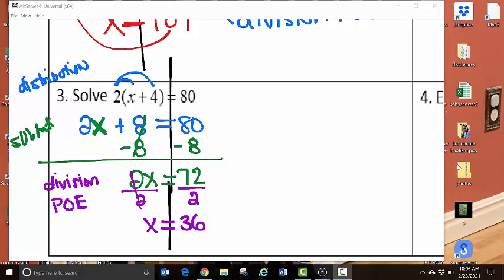Now there's a second way to solve this. Did anybody solve this in a different way? You can use the division property first if you want.